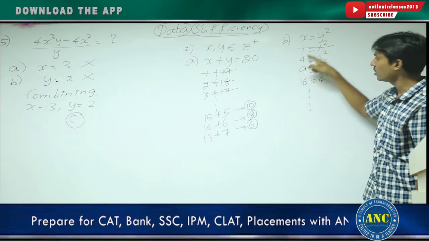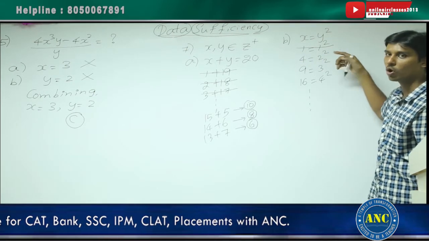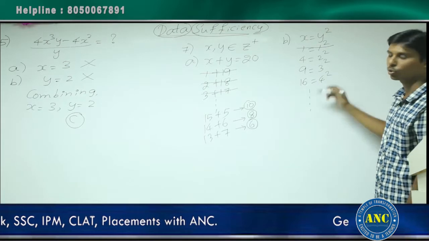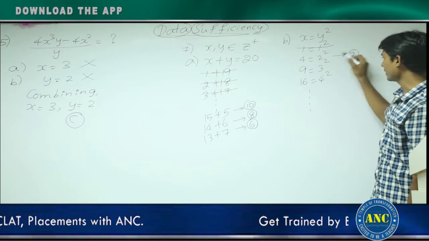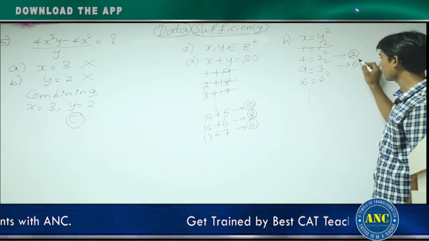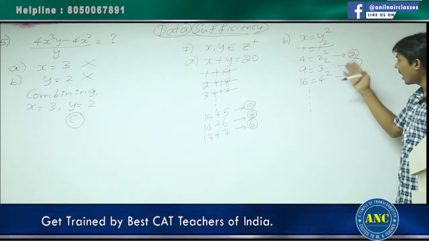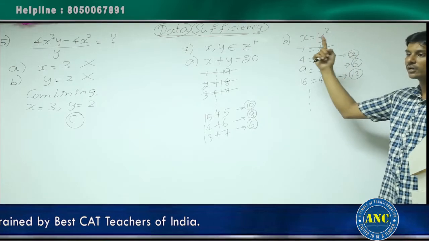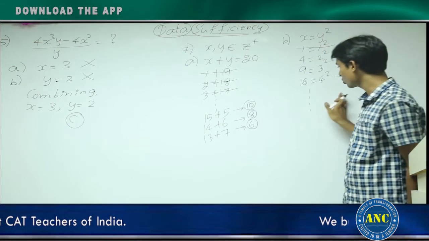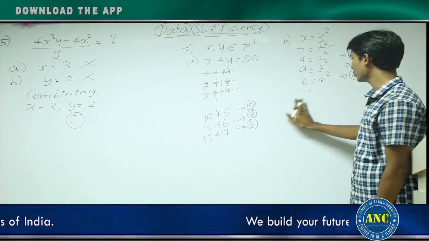Ignore this case. X value is 4. What is y value here? 2. How much x is greater than y? By 2 units. X is 9. Y is 3. It is greater than y by 6 units. It is greater than y by 12 units. Again you are getting multiple answers after you take statement 2 alone. Statement 2 alone cannot be the answer.